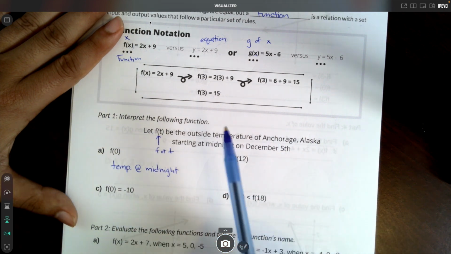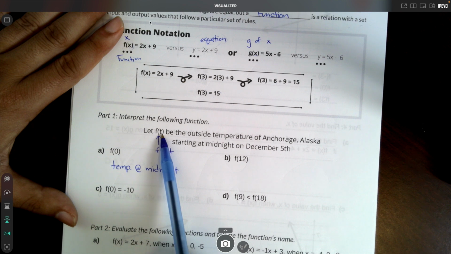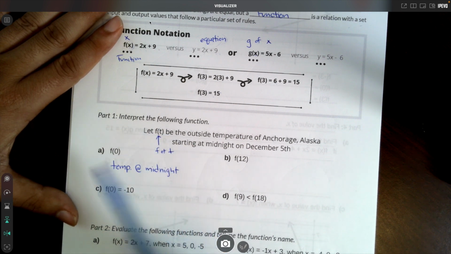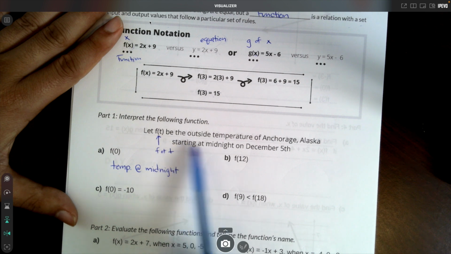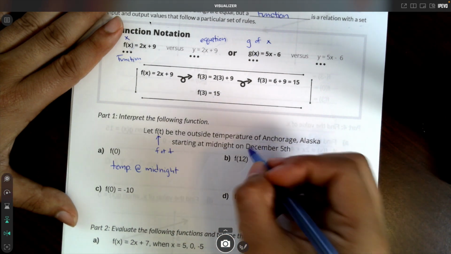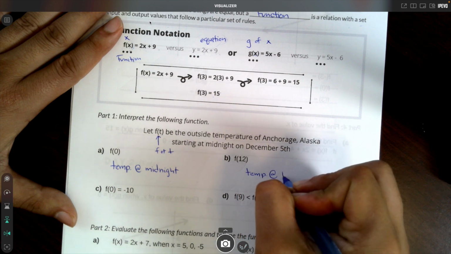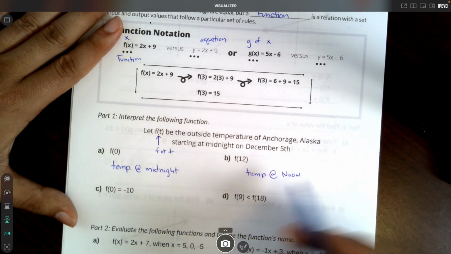Okay. Now, we didn't specify what T was, but I think T is time in hours. So I probably should have done a better job of being more specific. If I say F of 12, that's the temperature of Anchorage, Alaska, 12 hours after the starting point. So midnight, what's 12 hours after midnight? This is at noon. So this is the temperature at noon, 12 hours later.